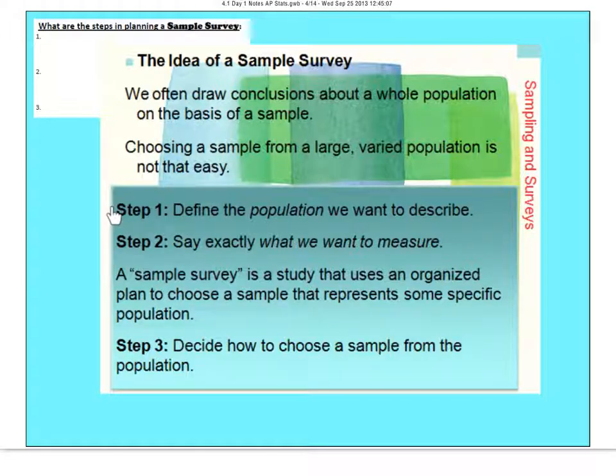So the first thing you do want to do is to define the population that you want to describe. Who are we interested in looking at? Once you have that defined, your next step is to say exactly what do we want to measure? What do we want to get from that population? Maybe we're analyzing the students at the high school and we want to estimate what their ACT scores will be in the spring. That's what we want to measure, is their ACT performance. So your step 3 then is going to be decide how to choose a sample from the population. And in this chapter, we're going to talk about different ways of choosing a sample based on what you want for your study.